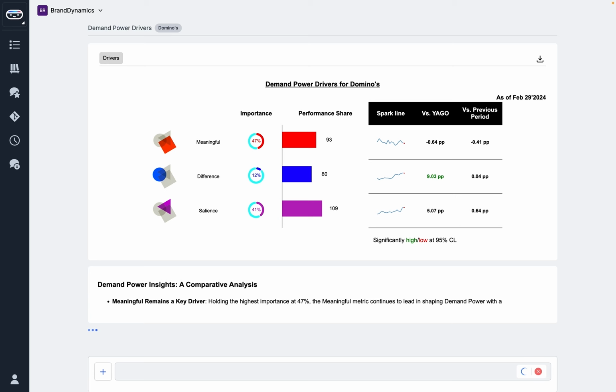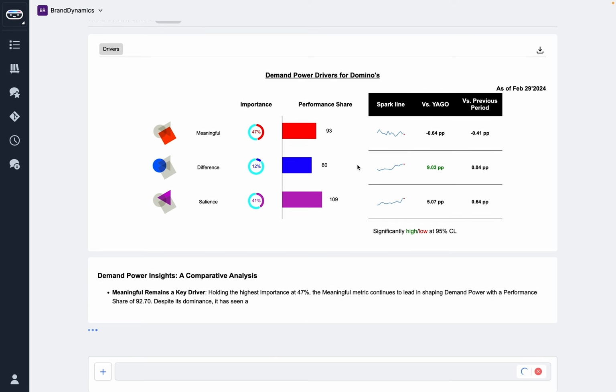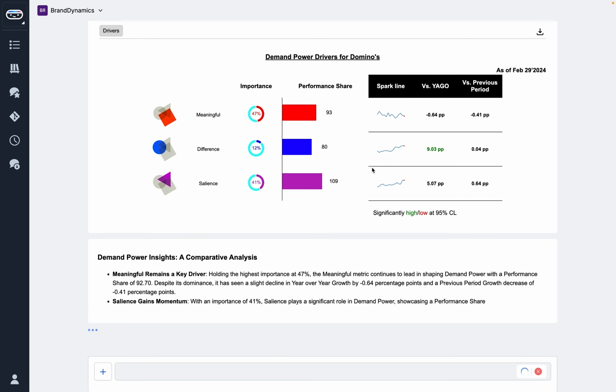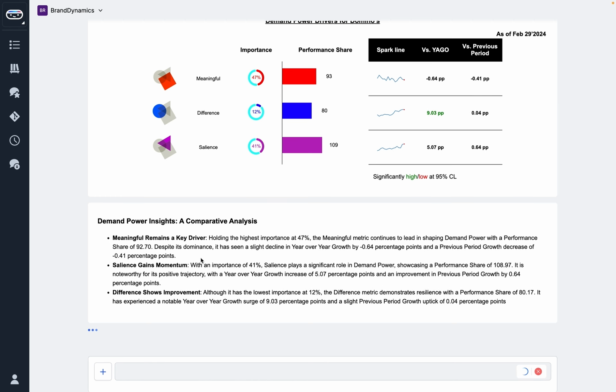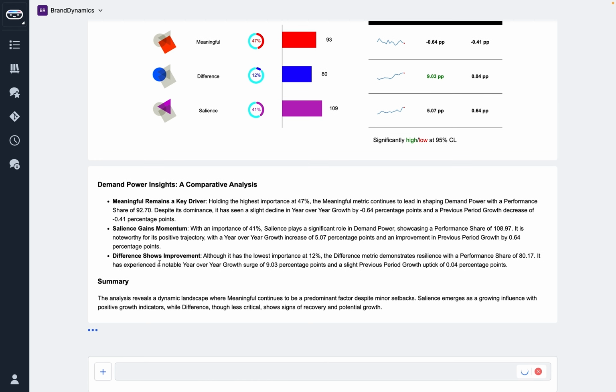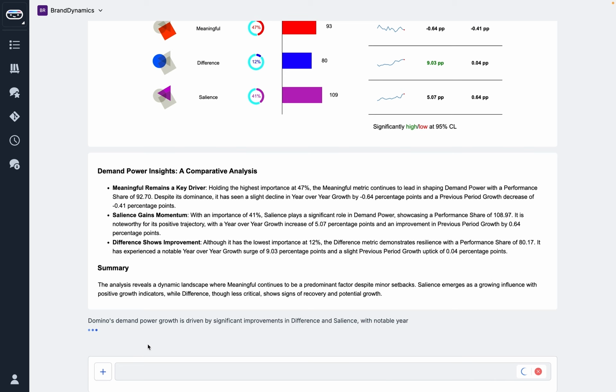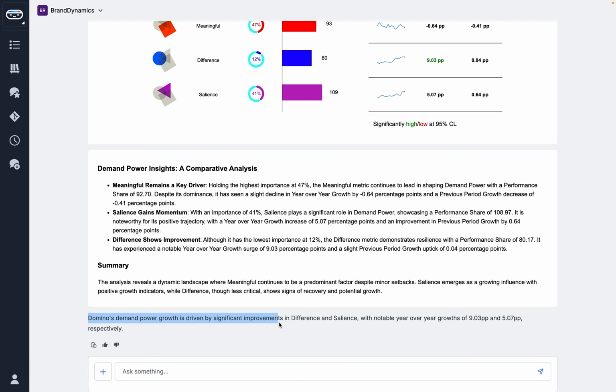And so here I can see, yep, it looks like their meaningful scores are somewhat jagged, but they've been driving improvements in difference and in salience. And in fact, I can get an analysis here telling me basically that Domino's growth was driven by improvements in difference and salience with year-over-year growths for both of those.